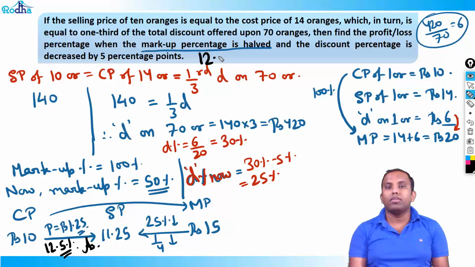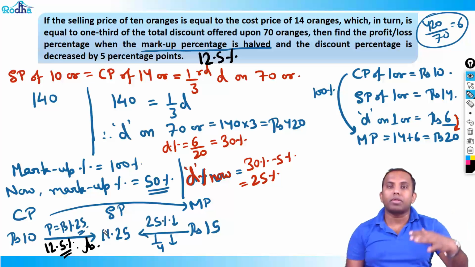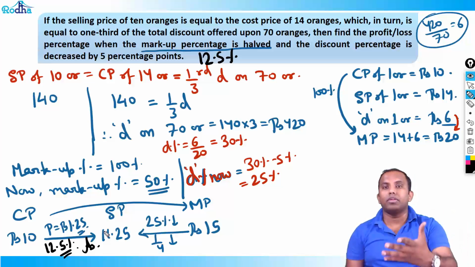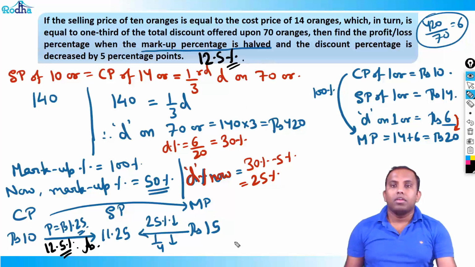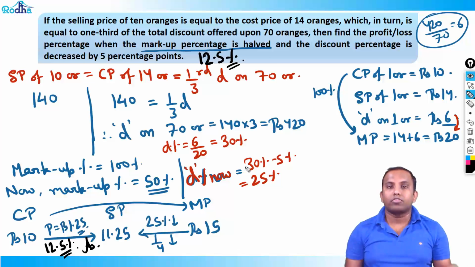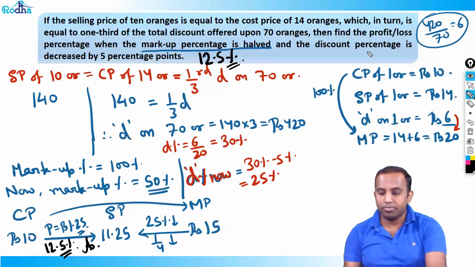The answer is 12.5%. Because CP is 10 rupees, selling price is 11.25. What is the profit? Profit is 1.25. So what is the cost price? 10. Profit is always on cost price. 1.25 on 10 into 100, that is 12.5%, right? So 12.5% is the answer for this question. Very nice question it is. Okay, now move to the next question.